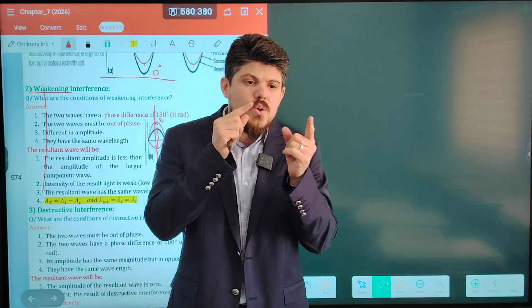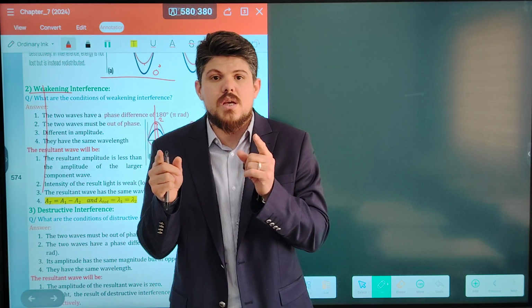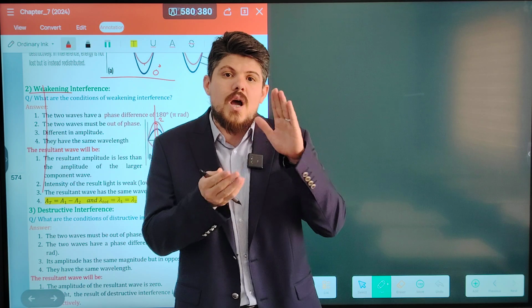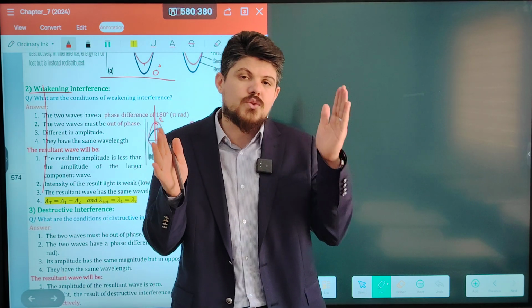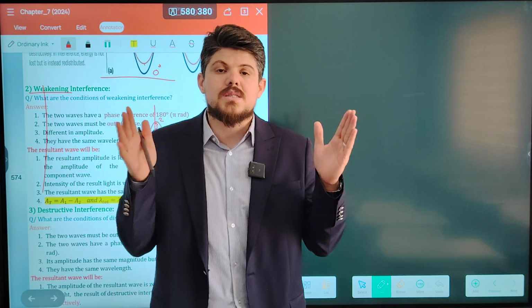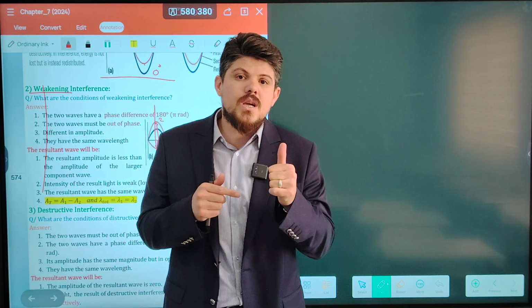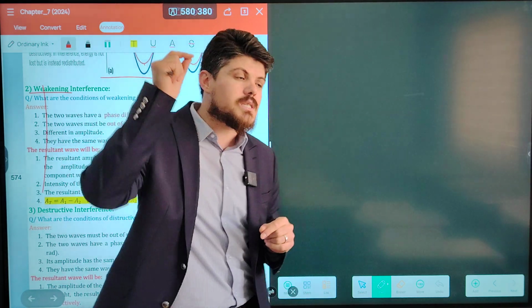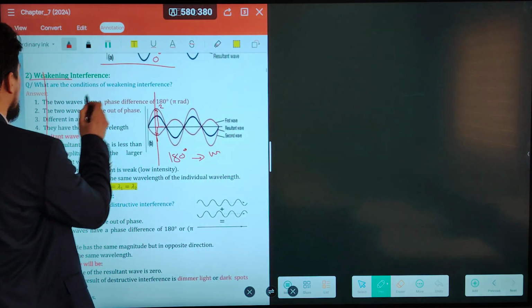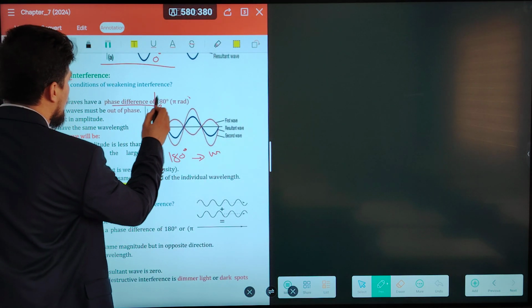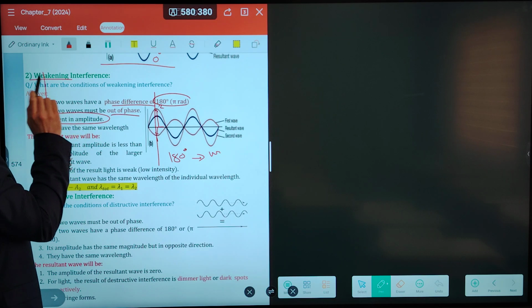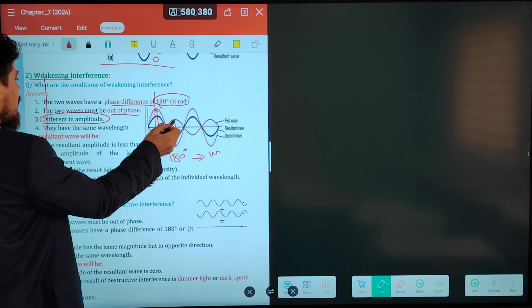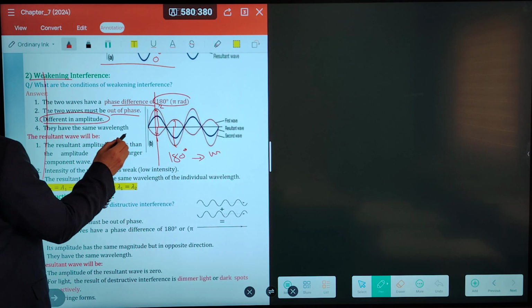What is the difference between weakening interference and destructive interference? In destructive interference, the two amplitudes must be the same. Crest with the trough, the amplitude of the crest and the amplitude of the trough must have the same value. But in weakening interference, the two amplitudes must be different. What are the conditions? The two waves have phase difference 180, out of phase, different in amplitude. One of the amplitudes is bigger than the other one. They have the same wavelength.